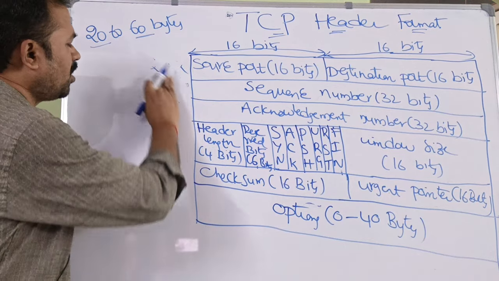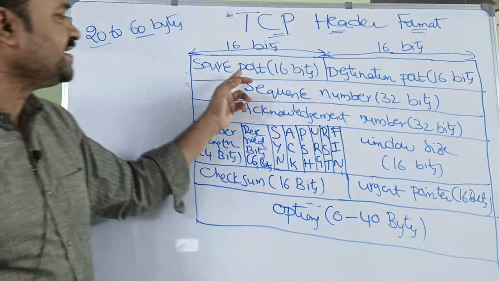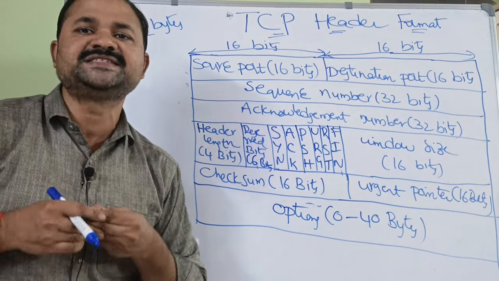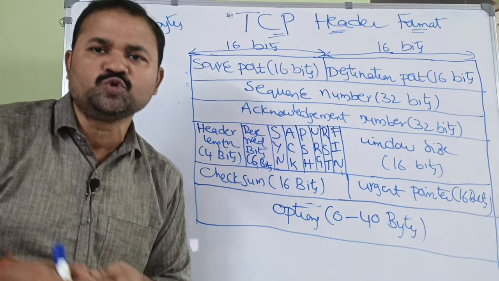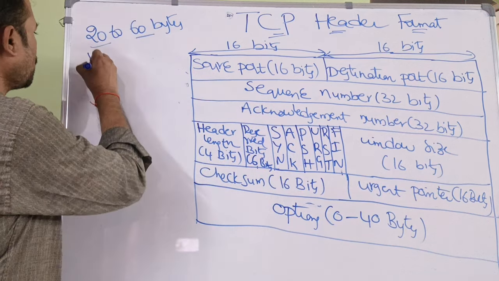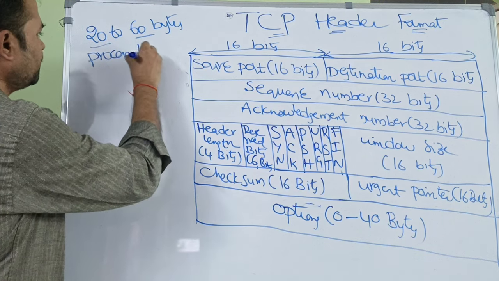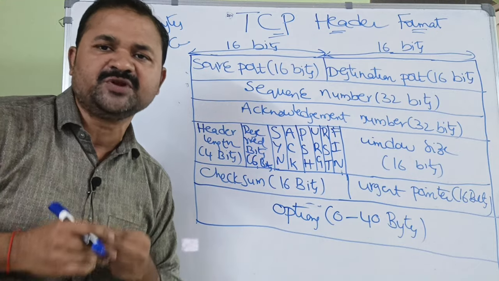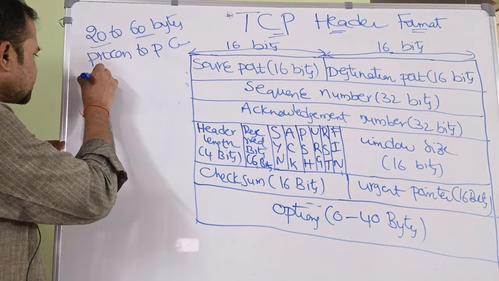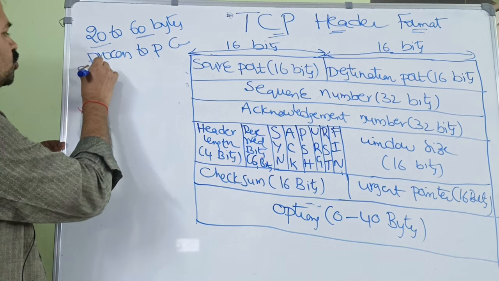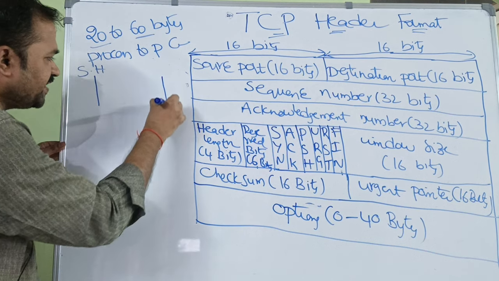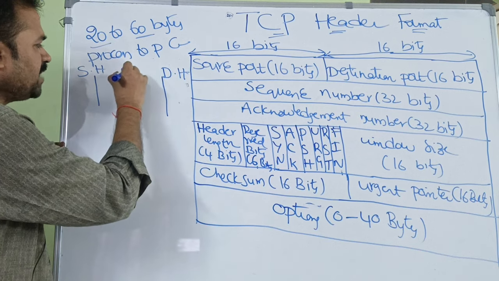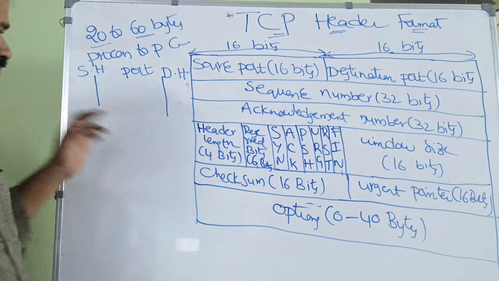Now let us see about all the fields one by one. So first one is source port, next one is destination port. We know that TCP uses process to process communication. Process to process communication means a process on source host can communicate with a process on destination host with the help of the port numbers.